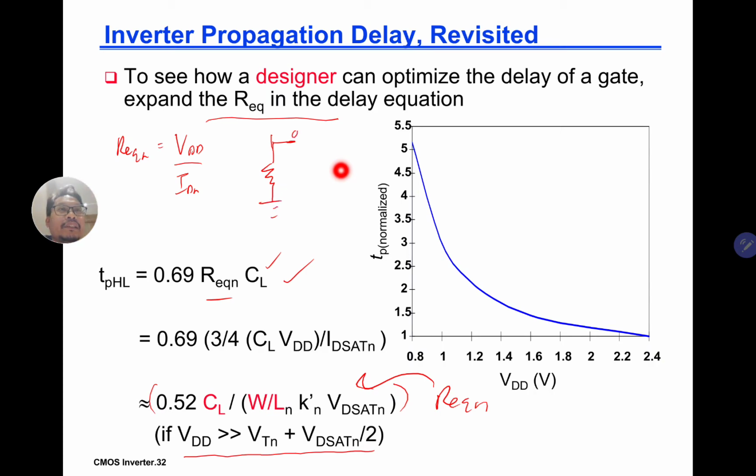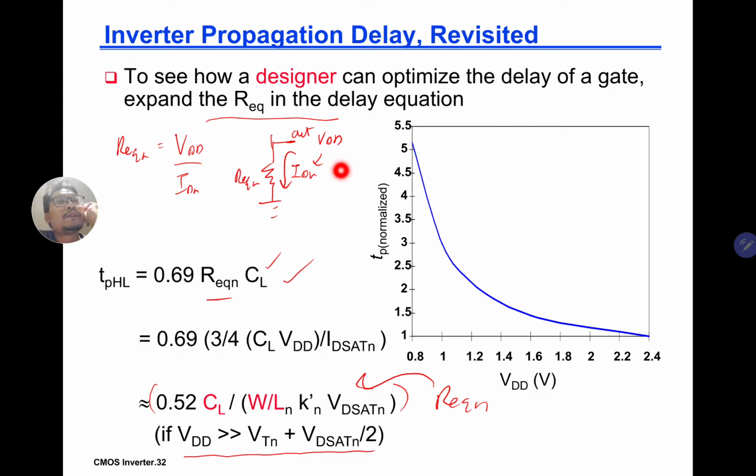Okay, so here is your out. What is your R equation n? It's just your VDD divided by your IDN. If you know your current is IDN, and you know that the node you want to discharge or charge is at VDD, then VDD divided by IDN gives you your resistance.